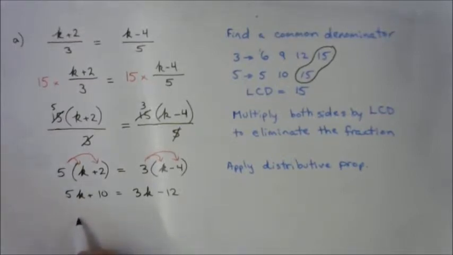Can we add 5k to 3k and 10 to 12? Slow down. Your goal is to get all the variables on one side and all the constants on the other. But look at what happens if you were to add 5k to this side, you'd have 10k, and over here you'd have 8k. That doesn't help. If you do something to one side of the equation, you have to do the exact same thing to the other side.